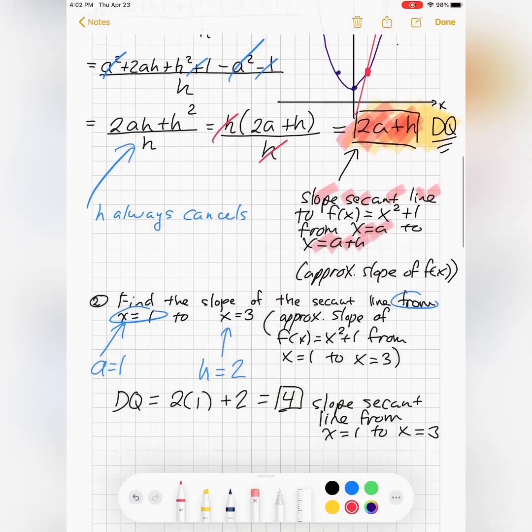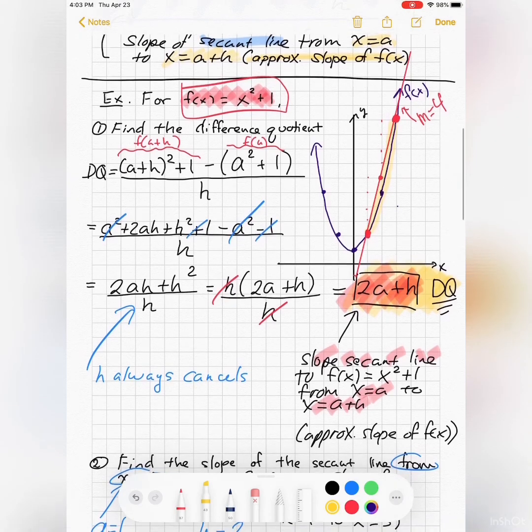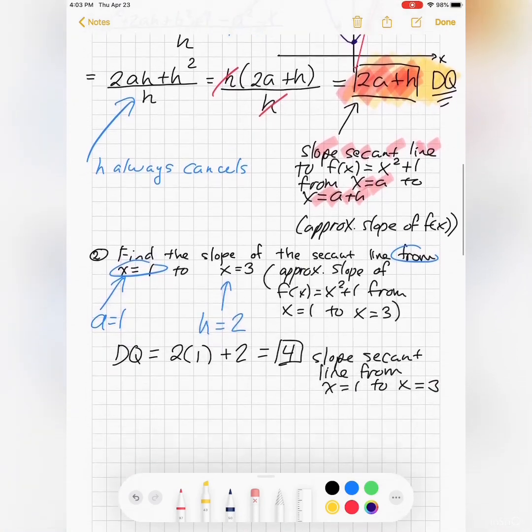So what did we find that slope to be? 4. Okay, let me look and see. 1, 2, 3, 4, right 1, 1, 2, 3, 4, right 1. Oh, look at that. So indeed, that line has a slope of 4. And then you can see that looks like it gives me a reasonable estimate of the slope of the function itself in that region. That secant line is pretty close to the function.